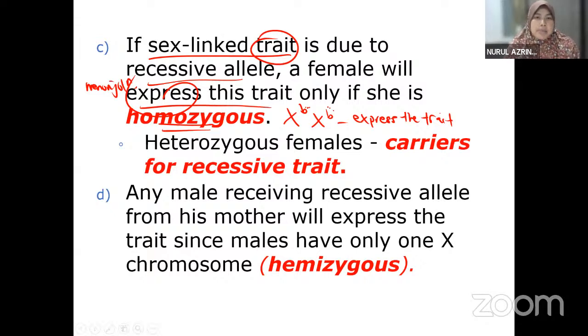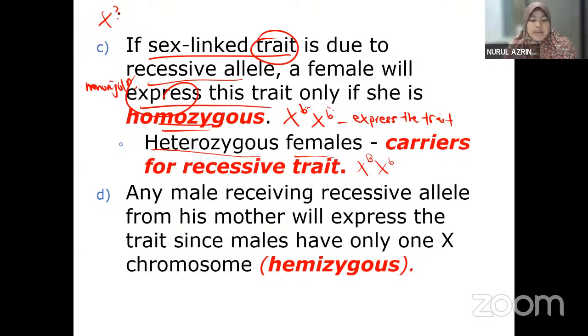Okay. But if let's say the female is heterozygous, she will be carrier for that particular recessive traits. So contoh kalau dia bawa allele X capital B, X small b. Okay, untuk pengetahuan you all, untuk sex link cara tulisan genotype dia must be like this. So dia kena ada kromosom X dan apakah allele di atas dia. Macam gitu cara tulis dia.